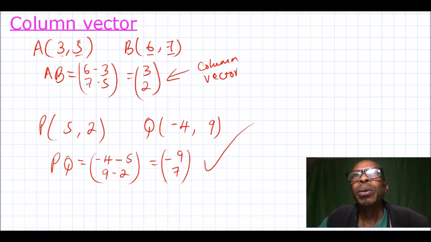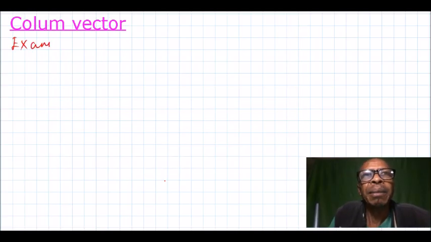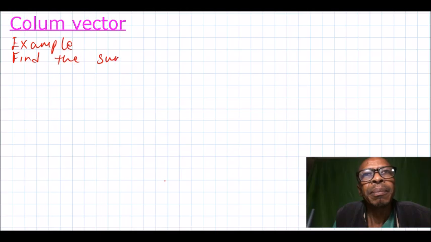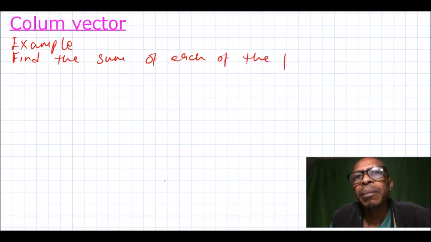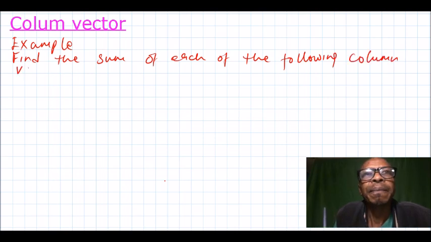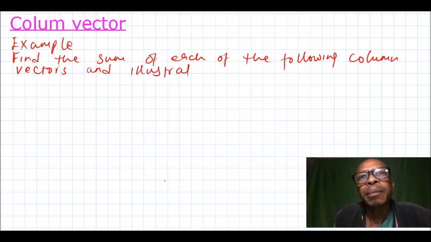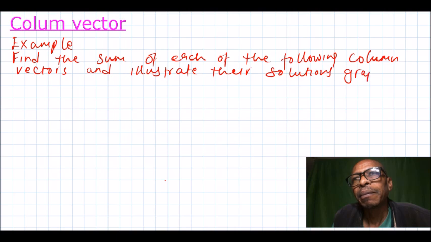From there, let's do an example. You are told: find the sum of each of the following column vectors, and illustrate their solutions graphically. Now you understand what a column vector is.